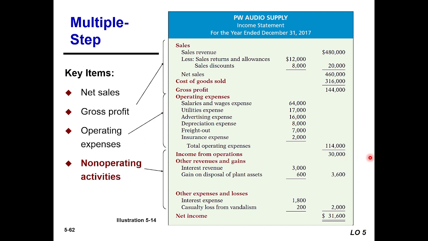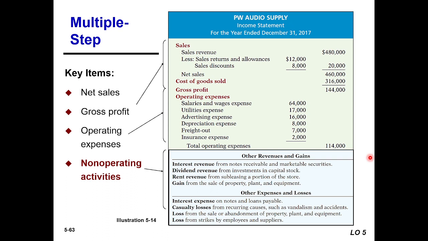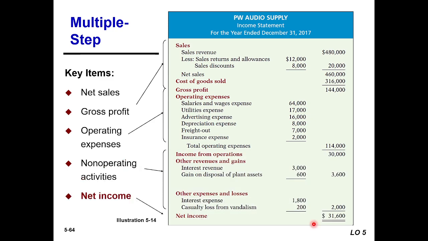Which items are included in other revenues and gains and other expenses and losses? We have a lot of items, so categorically we will see them. Other revenues and gains: interest revenue, dividend revenue, rent revenue, and gains. Other expenses and losses: interest expense, casualty losses, loss from sale or abandonment of property, plant and equipment, and loss from strikes by employees and suppliers. This is the net income, 31,600.